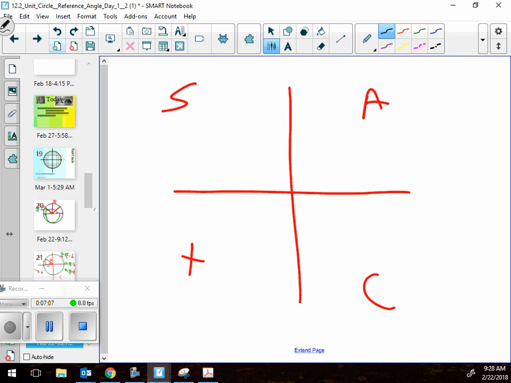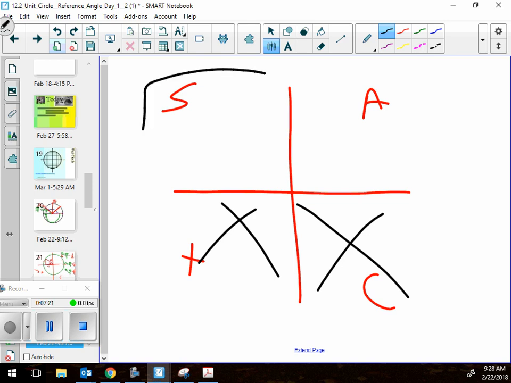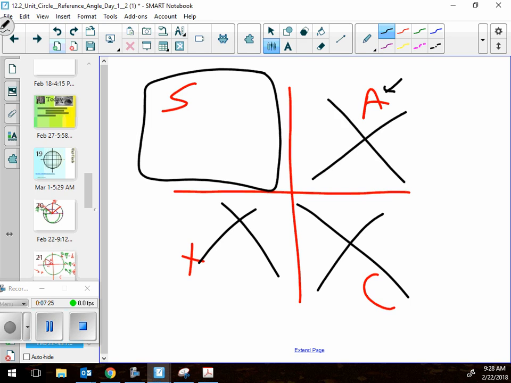If sine was positive, I did say that, didn't I? Then do you get that I can rule these two out? If sine is positive, I have to be in one of the top two. And then, where of those two is tangent negative? Over here, because tangent's positive here. All of them are positive here. So therefore, I had to be in quadrant 2. Raise your hand if you had that one right.